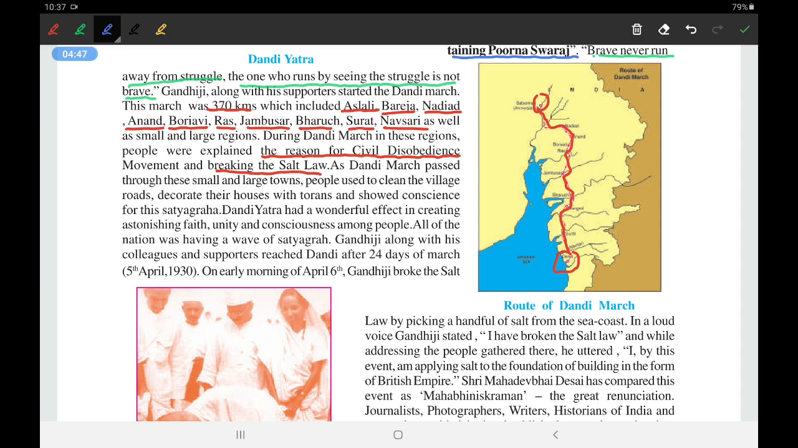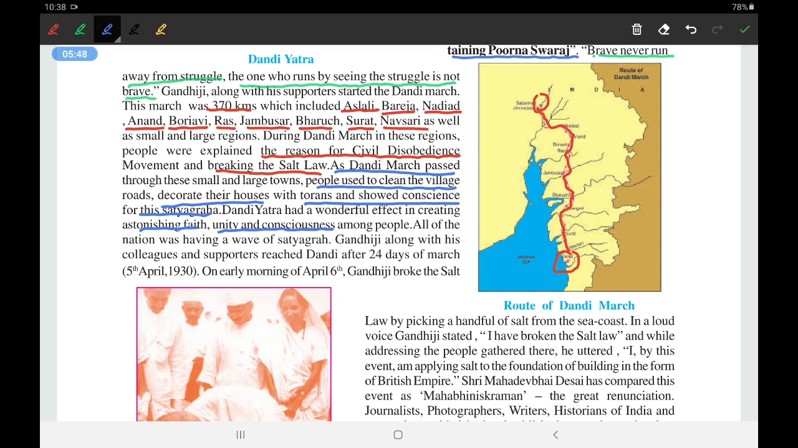As the Dandi March passed through these small and large towns, people used to clean the villages. See, not only did they carry out this protest movement against the British, they also continued the cleanliness movement. So the Swachhta Abhiyan was started by Gandhiji at that time. People decorated their houses with torans and showed concern for this satyagraha. Dandi Yatra had a wonderful effect in creating astounding faith, unity and consciousness in Gandhiji. It also helped to bring people together. All of the nation was on the path of satyagraha.